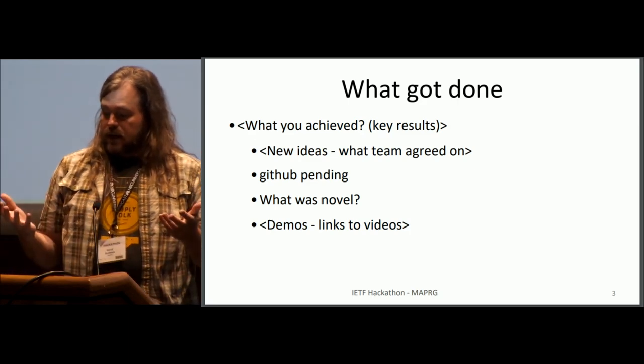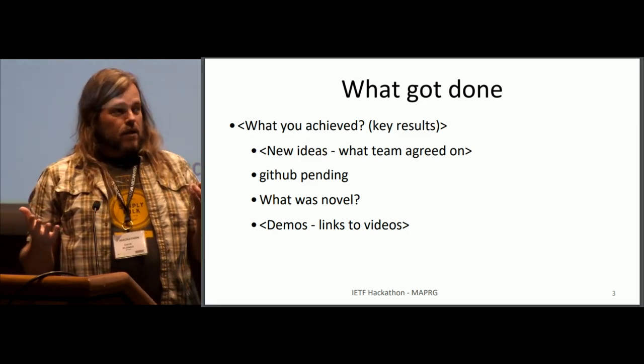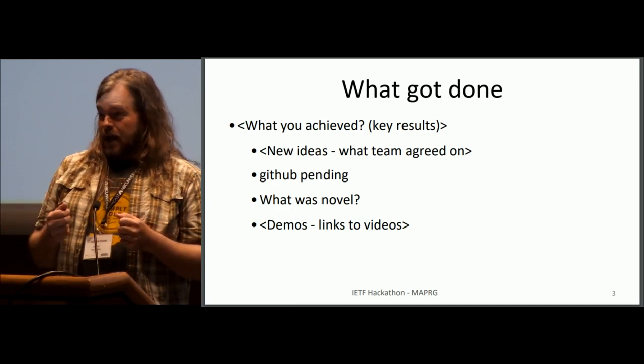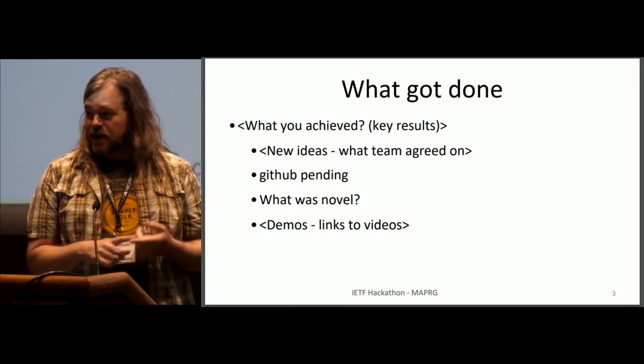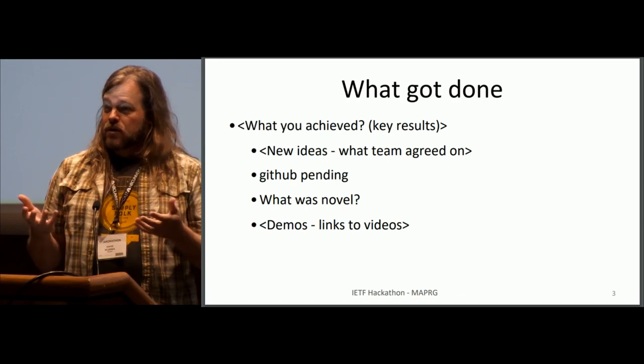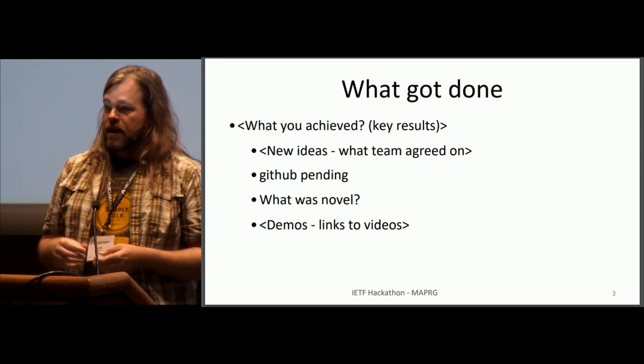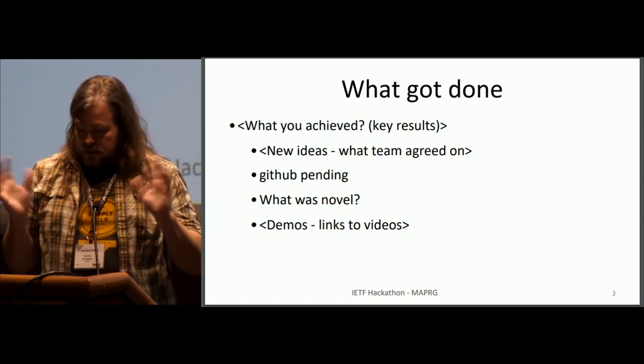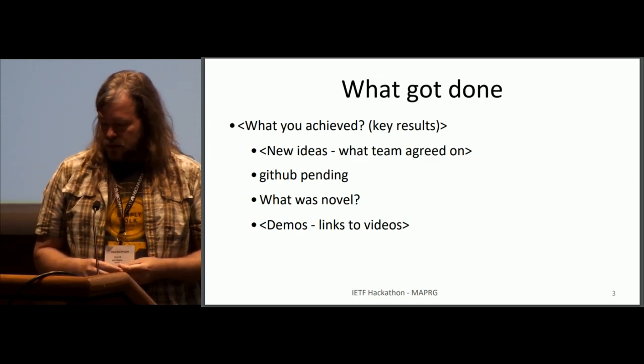So, what were the new ideas, and what did the team agree on? Well, the team, it turns out today, was just me, so we agreed on everything, and we agreed to use the Aguri tree, and we agreed that this partitioning problem could be solved by making portions of the tree immutable. So that's the novel design idea in a Patricia tree.